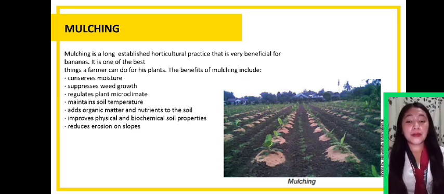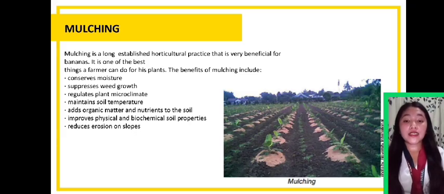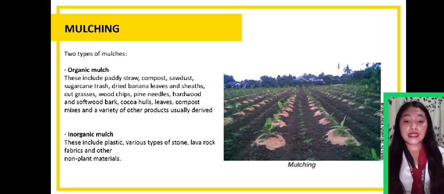Banana mulching is a farming practice that involves covering soil around banana plants with organic materials like straw, grass clippings, or wood chips. These techniques offer several benefits including soil moisture retention. Mulch helps retain soil moisture, reducing the need for frequent watering.